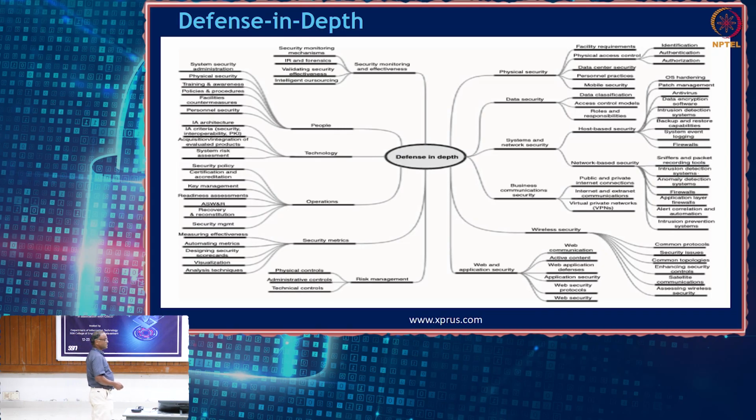You have wireless security. It covers everything: systems and network, data security, physical security, every aspect. How do you ensure that there is redundancy in the plan? How do you mitigate those risks?